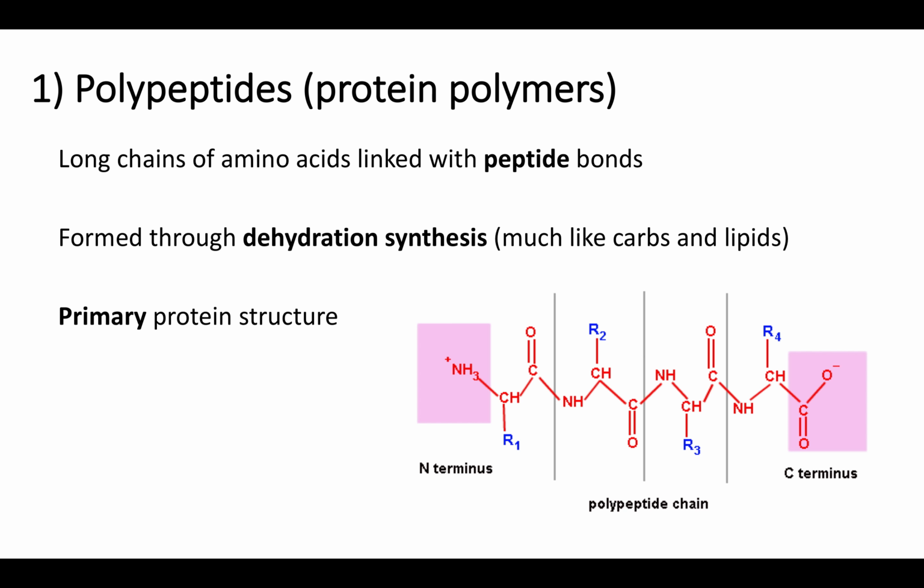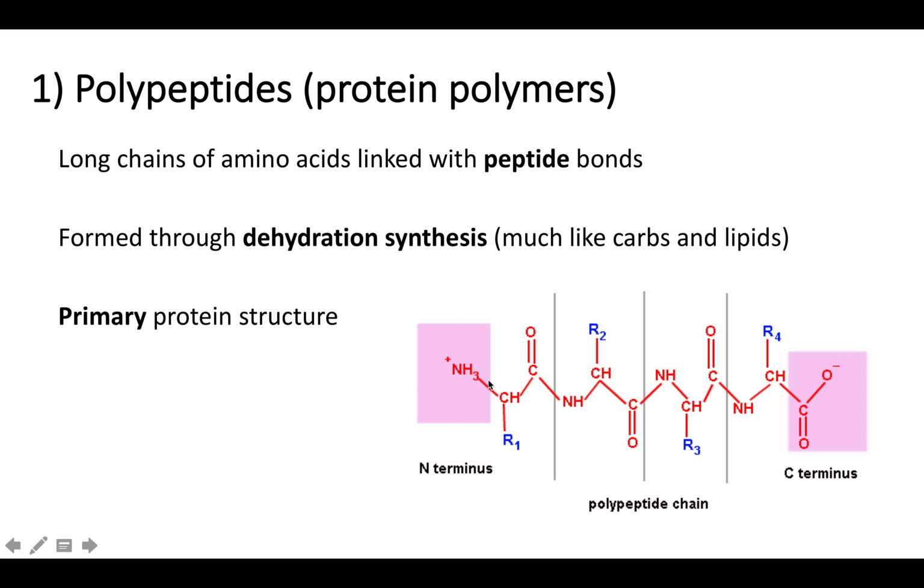So the first level of organization in proteins: we started with the monomer, an amino acid. Let's take a look at the polymer. A protein polymer is called a polypeptide. The reason for that is because a peptide is the type of bond that joins 2 amino acids. So if you see peptide, you immediately think amino acids, and if you see amino acids, you can immediately think protein.